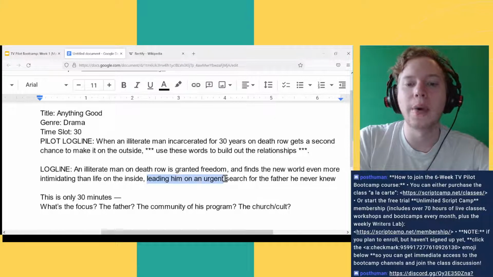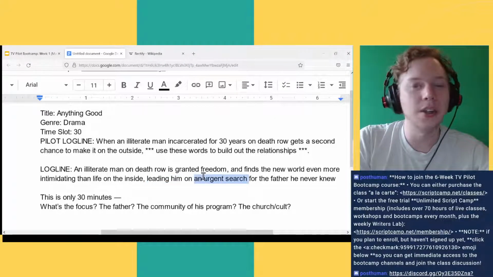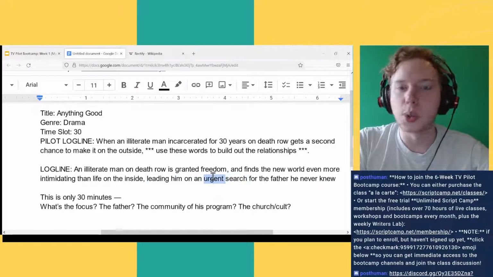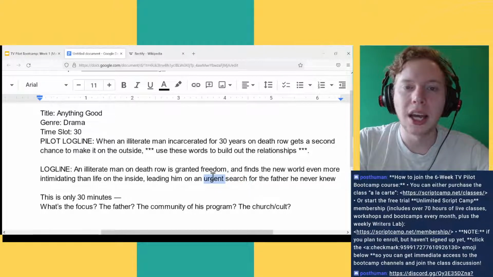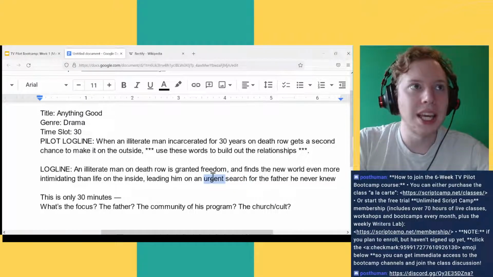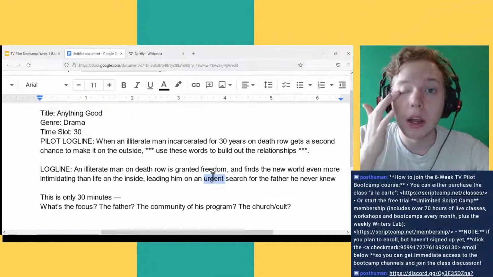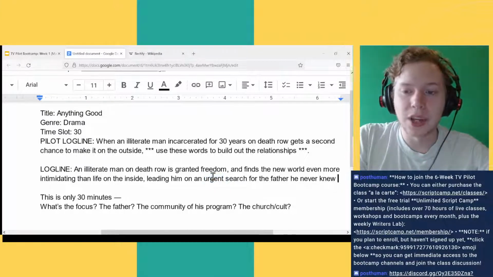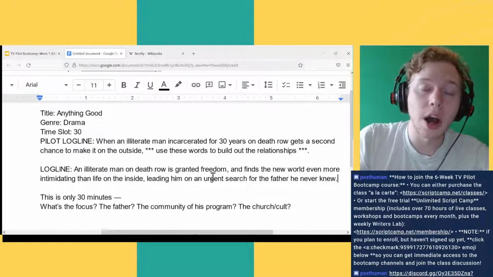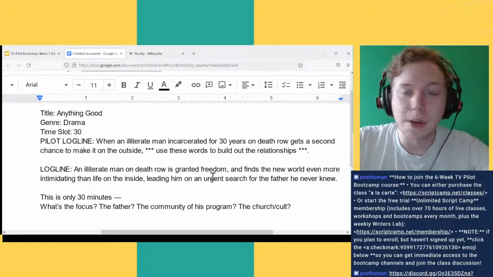You say he's going on an urgent search for the father he never knew. Why is it urgent? What is the actual ticking clock? After 30 years, you'd think he'd be okay. So what is motivating this reunion? And what kind of complications would that cause, or what obstacles are in the way? Something like that might just be better.